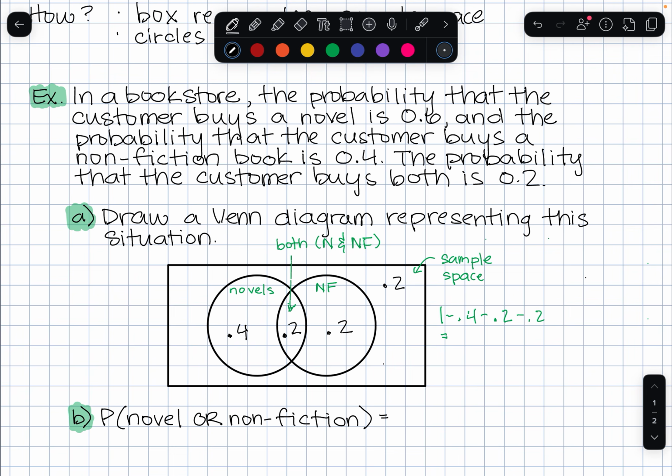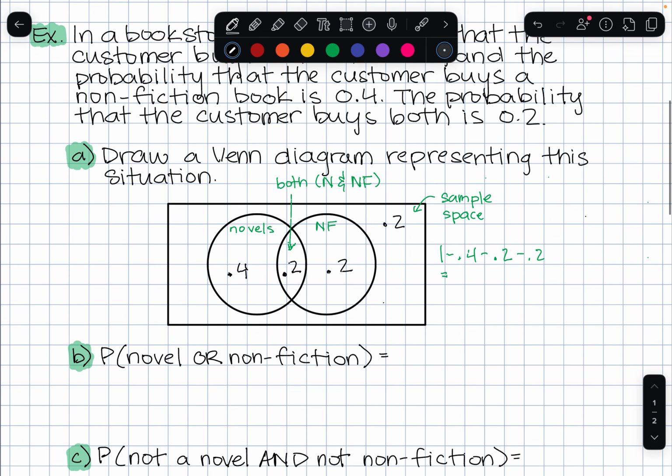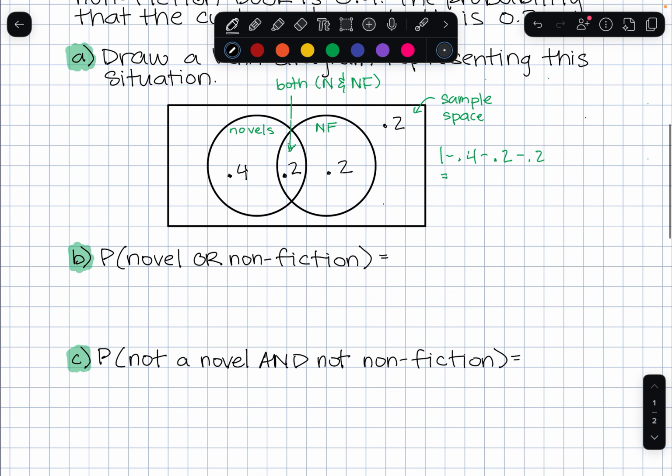So there is a 0.2 probability that a customer buys something that is not a novel and is also not nonfiction. So we just answered C. The probability that I'm not a novel and I'm not nonfiction is here. So we just did that guy.